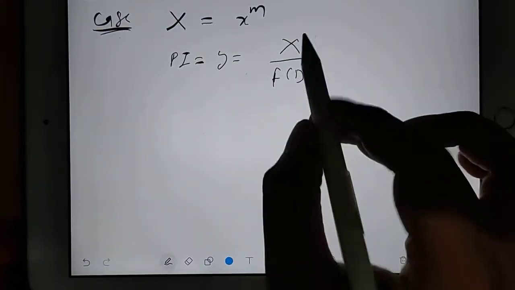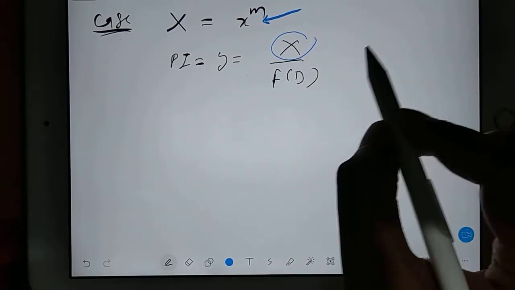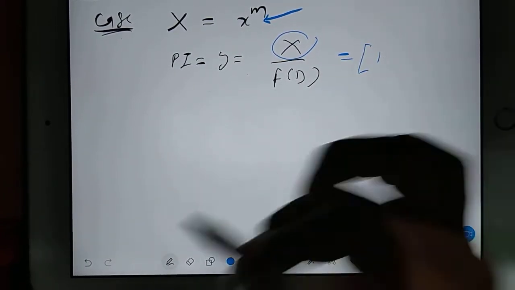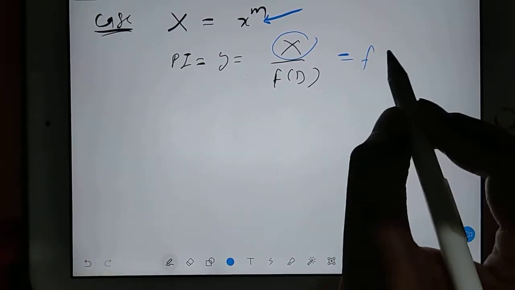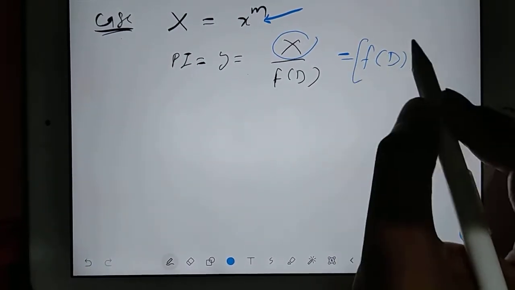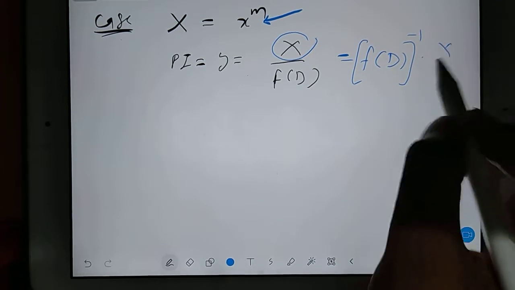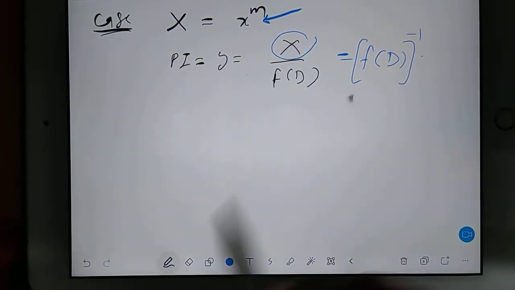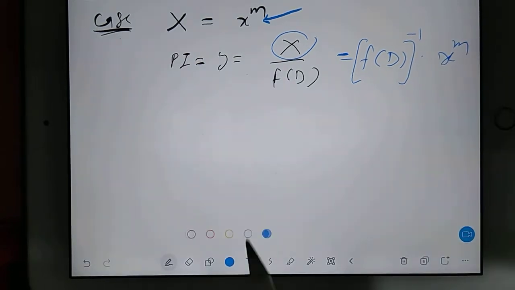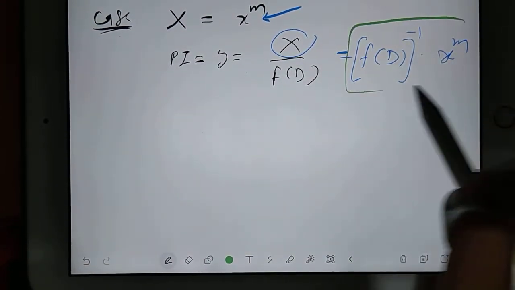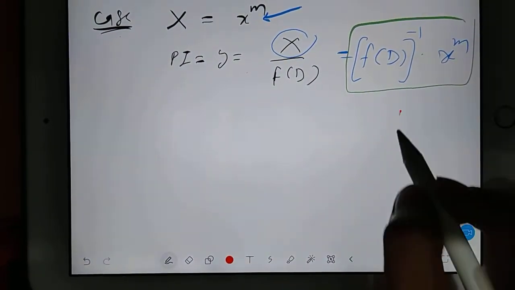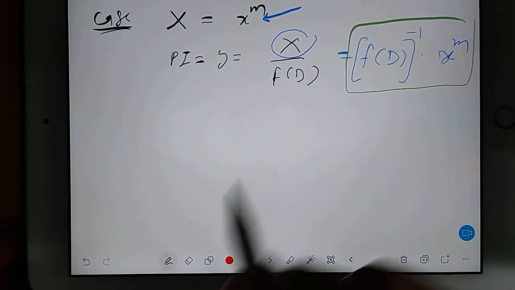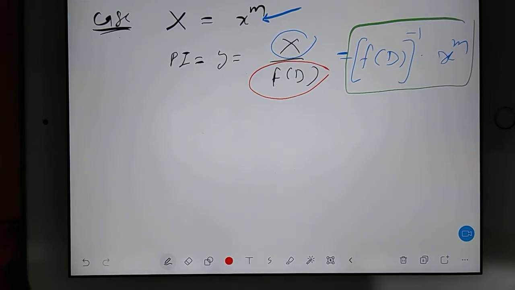Okay, and when your x looks like this, in that case your answer will be f. It is very interesting and very easy. F(D) whole inverse into whatever x value, here x power m. This is our simple x power m. Now how can I write this part? Whatever is down, if you take it up, it will be inverse, right? So here f(D) power was down, so I will take it up, and now it will be inverse.